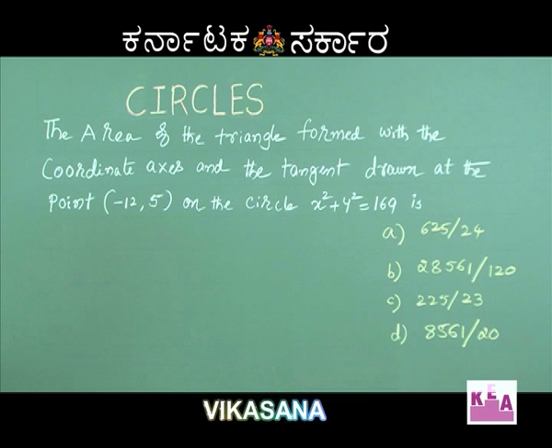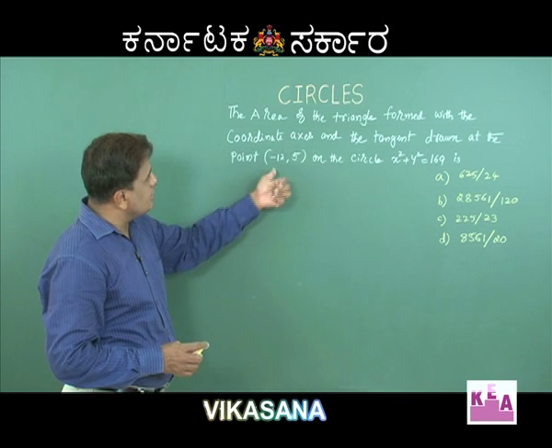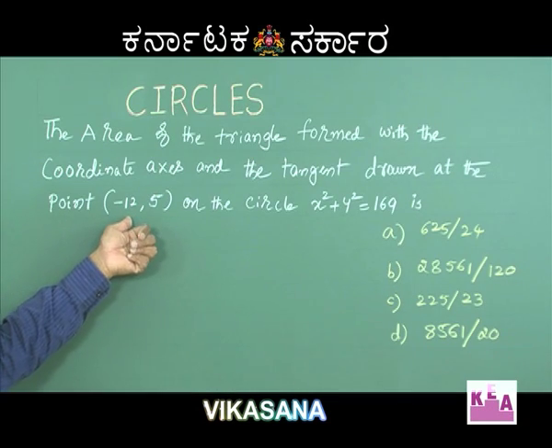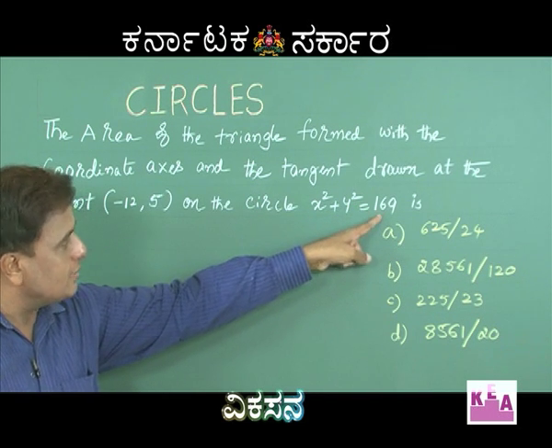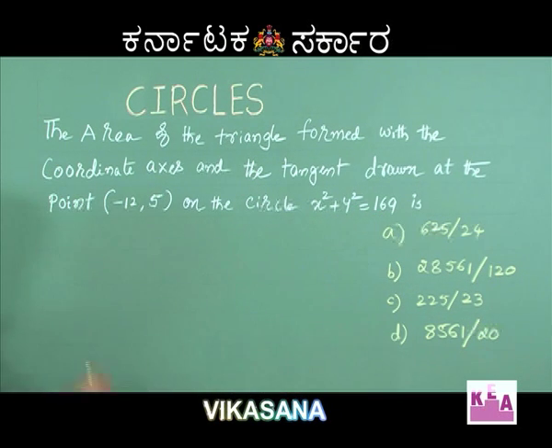8561 upon 20. Here let us consider the given point is minus 12, 5. The circle is x square plus y square is equal to a square. That means it is 13 square. Here a is equal to 13.